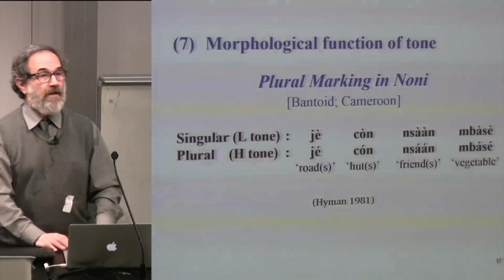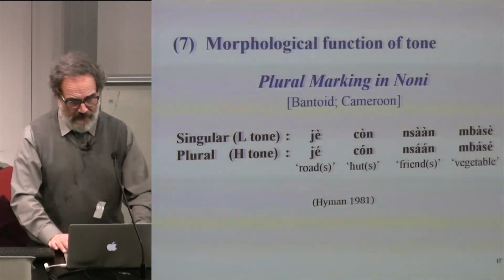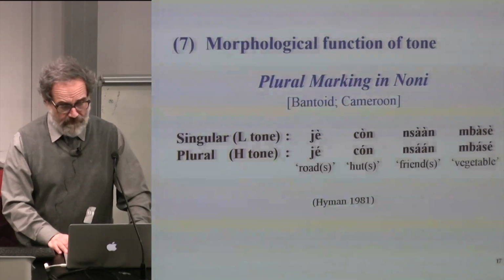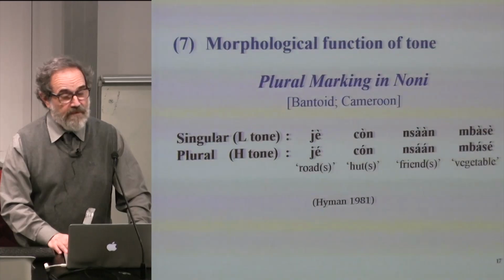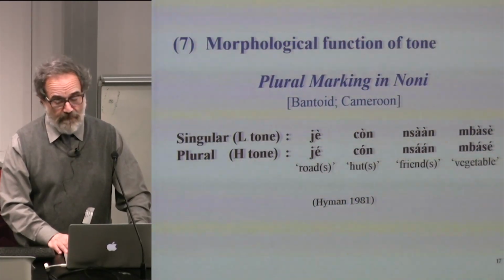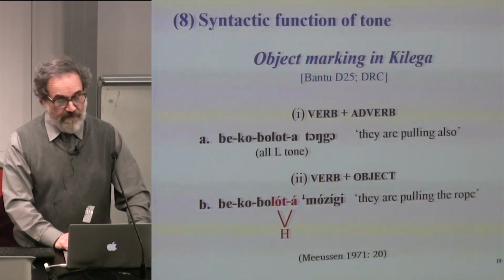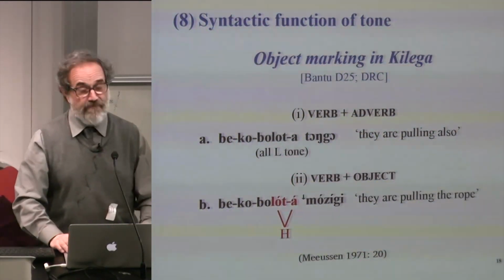Tone can also have a morphological function. In Noni, which I studied in Cameroon, the singular and plural are different only by the tone of these words. The first is the singular, road, and then the plural. Or if we go all the way to the right, mbase, vegetable, plural mbase. Syntactic function: object marking in Kilega, other work of Mayosin's, in fact.